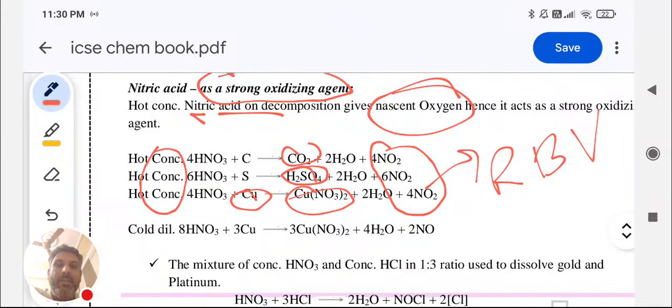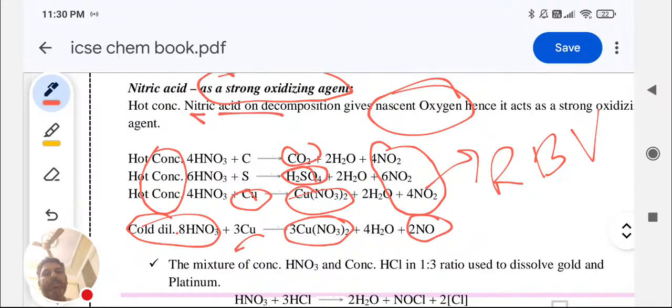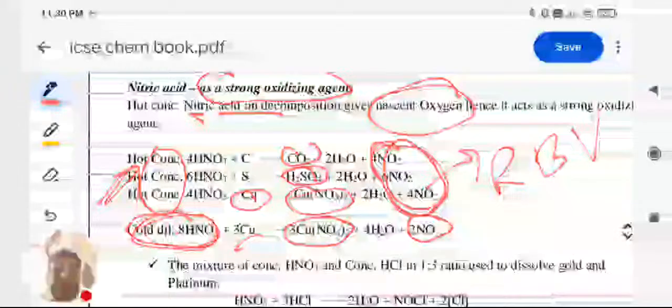Then dilute cold nitric acid, when it reacts with copper, gives copper nitrate and nitric oxide. So if it is concentrated nitric acid, the gas produced is nitrogen dioxide, and if it is dilute, the gas produced is nitric oxide.